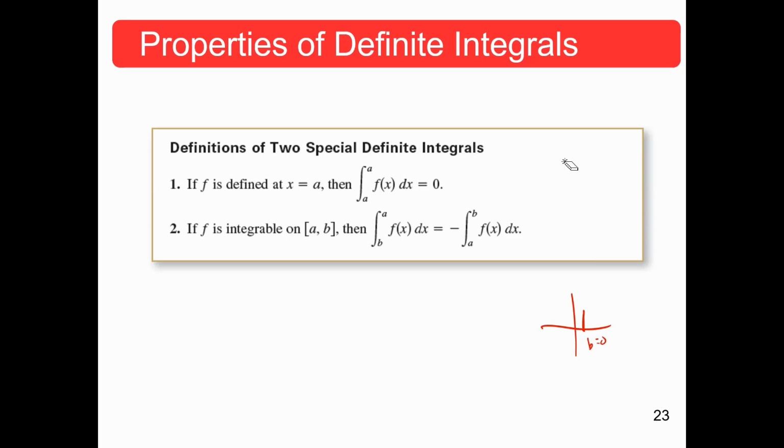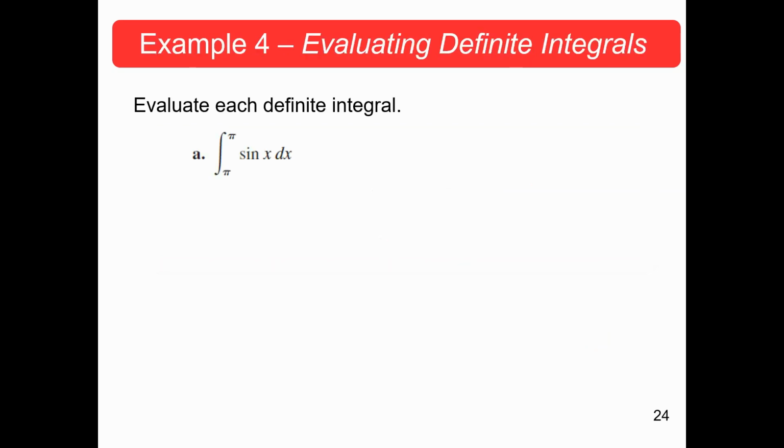Okay? Now the other one would be that if f is integrable on a to b, then if we switch the limits of integration, all it does is change the sign of our area, because basically we're just going backwards. Okay? So let's look at a couple of examples of this.